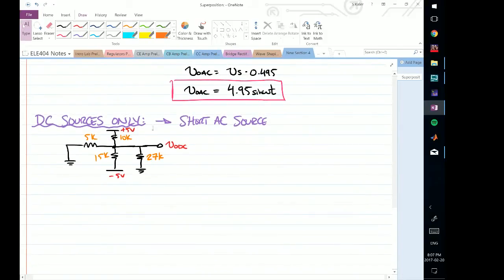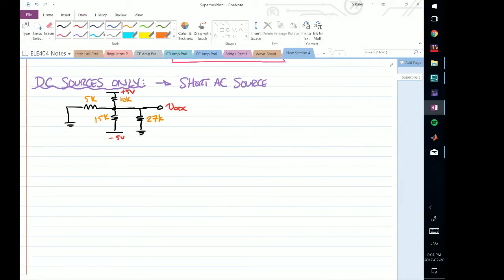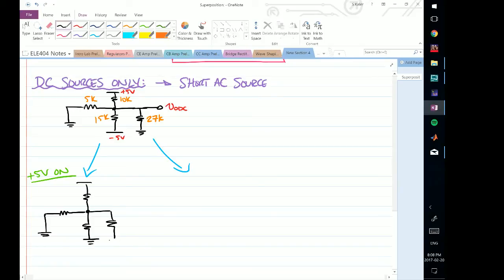Now I can either look at it this way and do a simple voltage division if I'm comfortable enough doing that, or I can realize that this circuit can be further broken down into 2 sub-circuits. I can consider the positive, so let's say plus 5 volts on. If plus 5 volts is on, what will my circuit look like? My circuit will look like the following. This is turned off now, so this is now on, and this resistor is still there. Let's call this VODC plus. This is plus 5 volts.